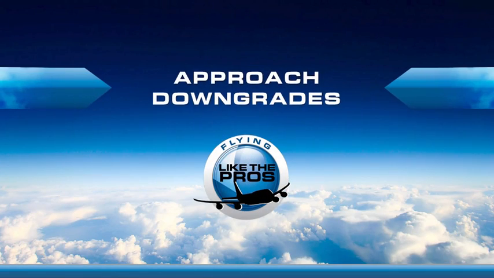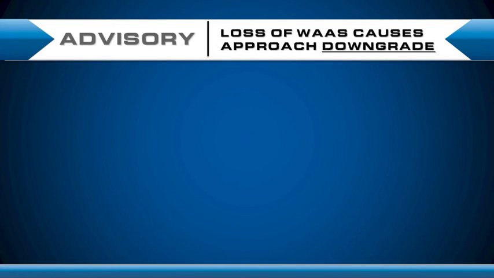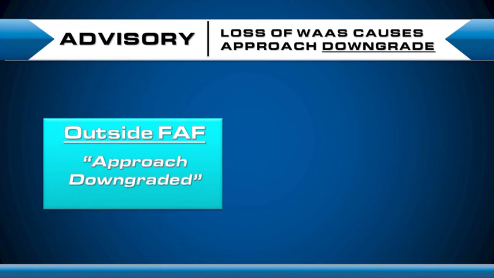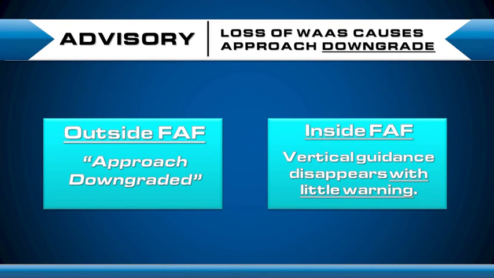One of the big gotchas with multiple levels of service is the level of service can actually downgrade during an approach. That leads us to an advisory right out of the gate. Loss of WAAS causes the approach to downgrade. If it happens outside of the final approach fix, you'll get a message, approach downgraded. If it happens inside of the final approach fix, vertical guidance disappears with little warning.